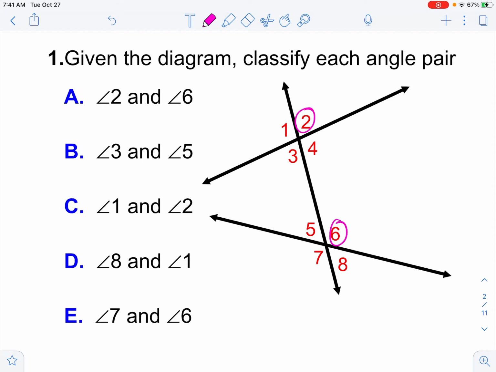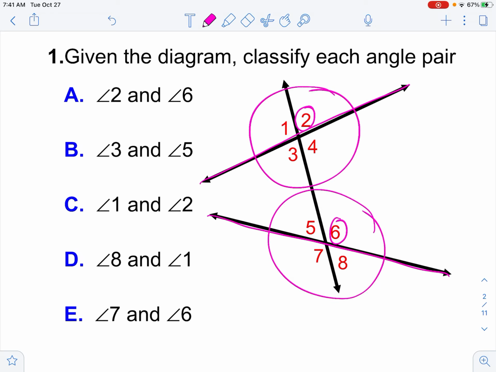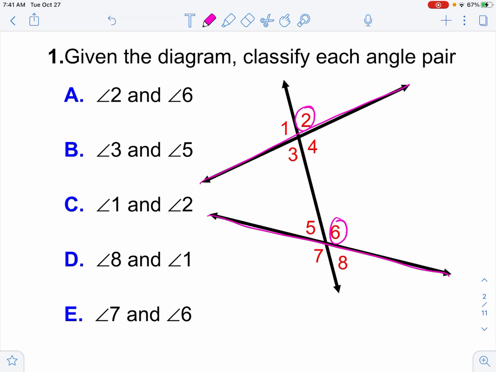So the first set is 2 and 6. So here's my double line, so that's what I'm looking at. Okay, so if you look, 2 is on the outside, 6 is on the inside, so exterior, interior is out. The only option is corresponding. If you look at the 2, it's in the upper right-hand corner. If you look at the 6, it's in the upper right-hand corner of its group of 4. So I'm looking at groups of 4 like this. Okay, so they are corresponding angles. You can abbreviate angles with that symbol right there.